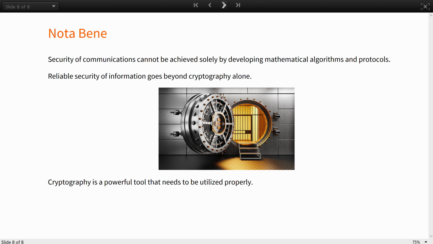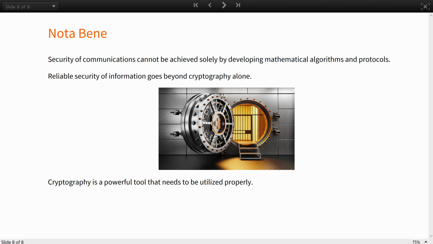These four cryptographic goals form a foundation from which any other information security objective can be derived. A fundamental goal of cryptography is to address these areas in both theory and practice. The further overview of cryptographic techniques will be done in terms of their respective security objectives and the ways these objectives are achieved. Security of communications cannot be achieved solely by developing mathematical algorithms and protocols.